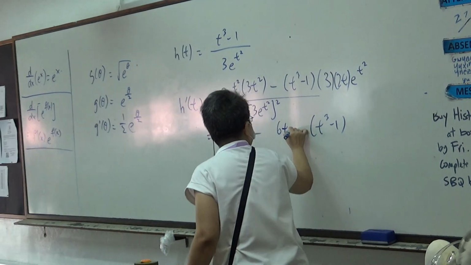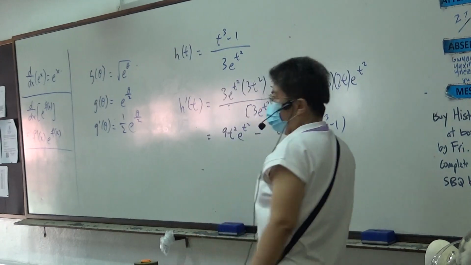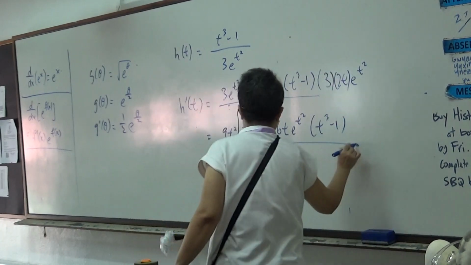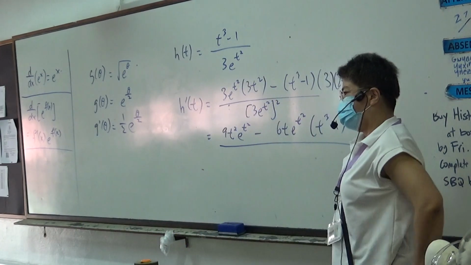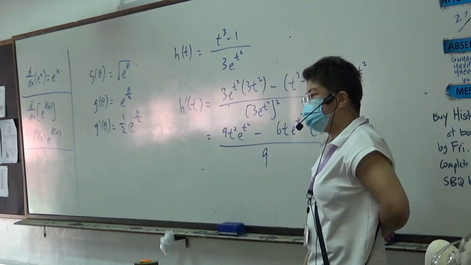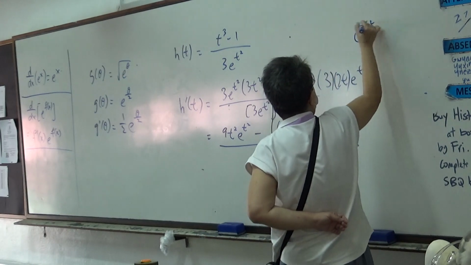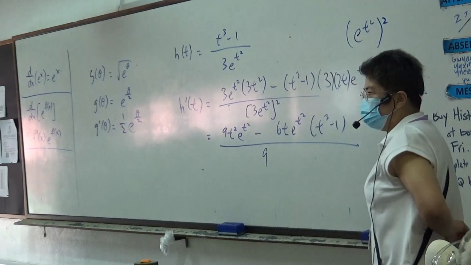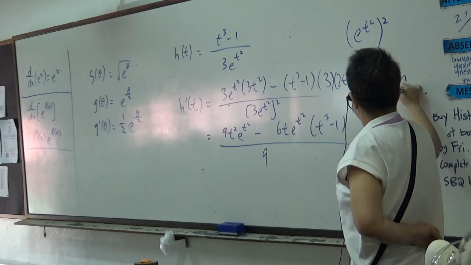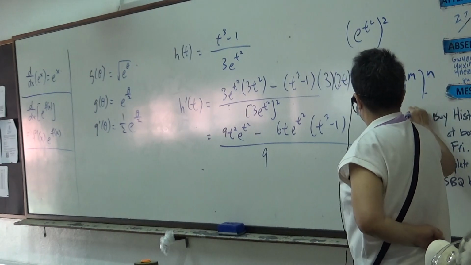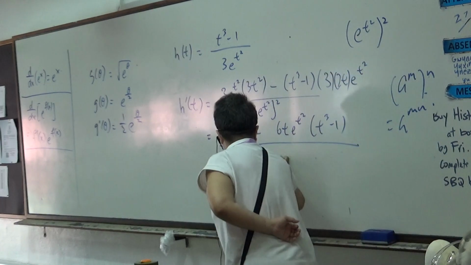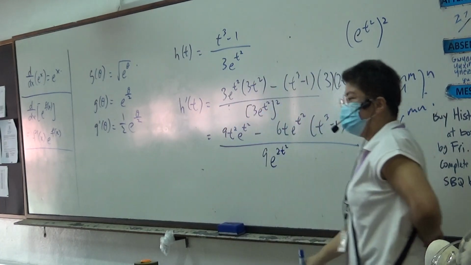6t e^(t squared). Agree? Over what? This is what I'm interested in. Over what? 9, right? When I have e^t times this one, right? Remember your A, M, N is these two multiplied together. So what is 2 times this? Correct?